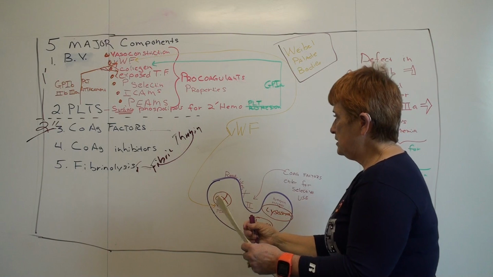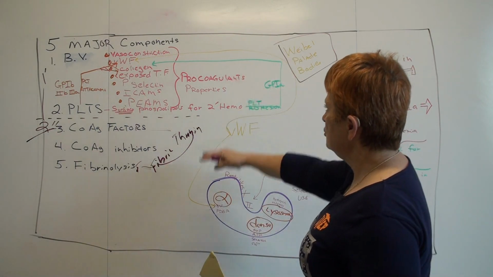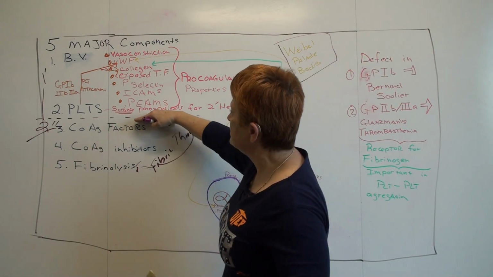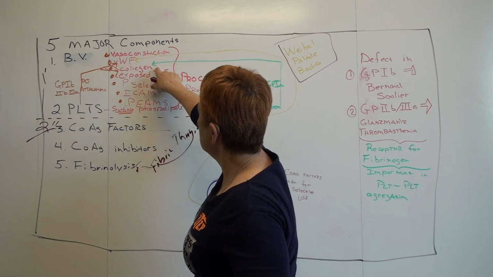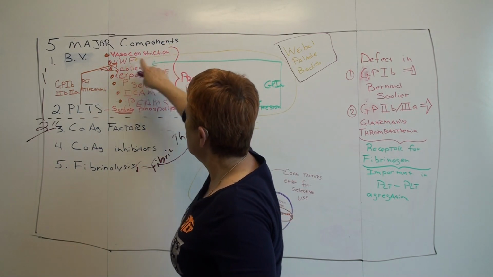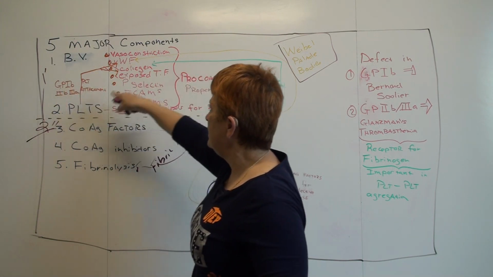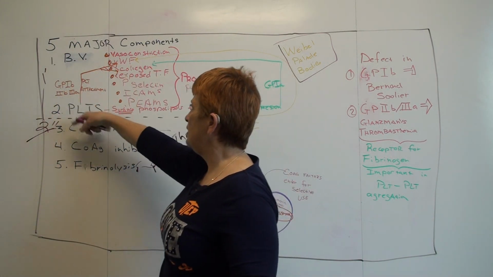All right, let me see here. 5 major components. Platelets are going to stick to the blood vessel initially to collagen and your von Willebrand's factor by your GP1B, 1A, 2B, 3A.